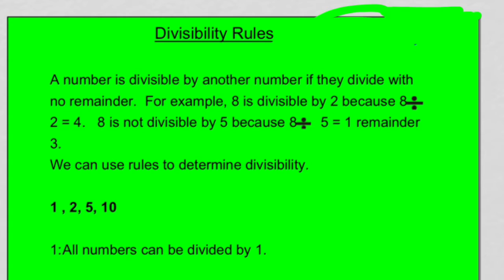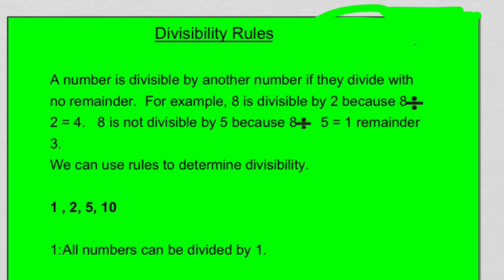A number is divisible by another number if they divide with no remainder. So for example, 8 is divisible by 2 because 8 divided by 2 equals 4, and there's no remainder. However, 8 is not divisible by 5 because 8 divided by 5 equals 1 with a remainder of 3. So we say 8 is not divisible by 5. Now, we can use different rules that have been developed to determine divisibility.